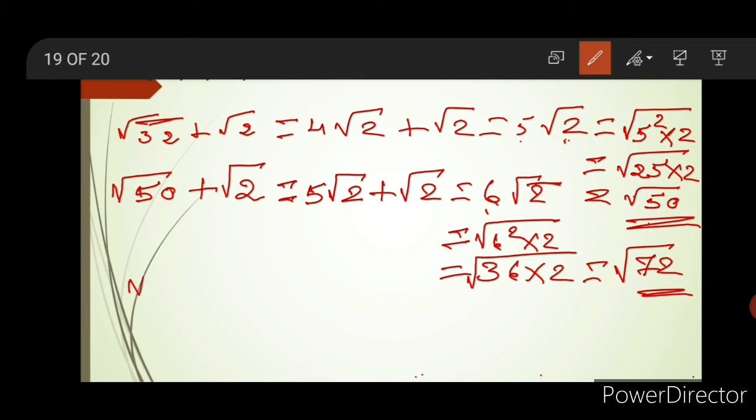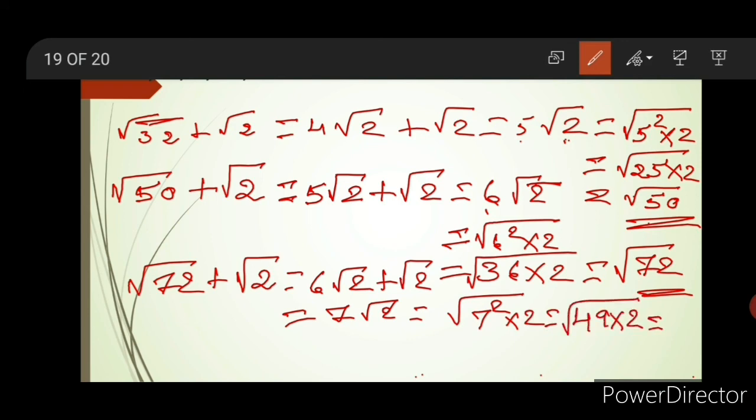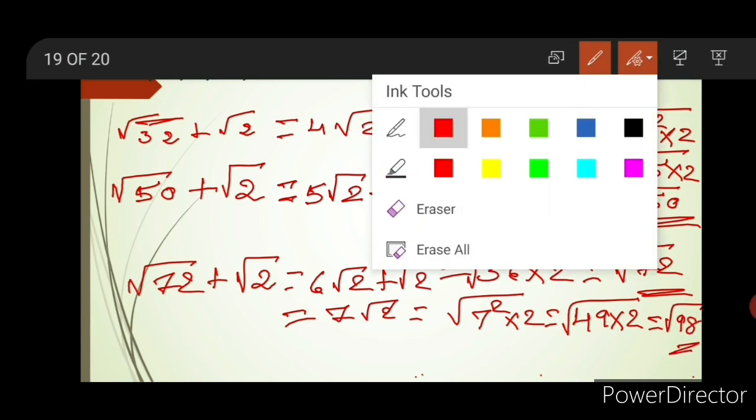Again, root 72 plus d, which is root 2. Root 72 means 6 root 2. Add the common difference and we get 7 root 2. Simplify this: square root of 7 square into 2. 7 square is 49, 49 twos is 98. So square root of 98. One more term, can you find out? One more term is 7 root 2 plus the common difference d, which is 8 root 2.